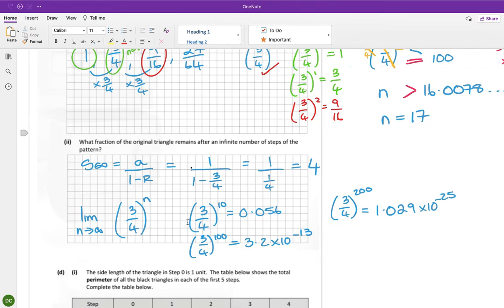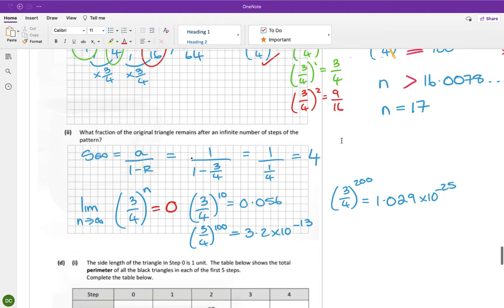Yeah? So as the power is getting bigger and bigger, approaching infinity, which is what they asked me, these numbers that I'm getting for answers are getting smaller and smaller. It kind of makes sense: as you take more and more triangles out, the amount of the original triangle remaining is going to approach 0. That's a bit of a tricky one because the formula doesn't work for it.